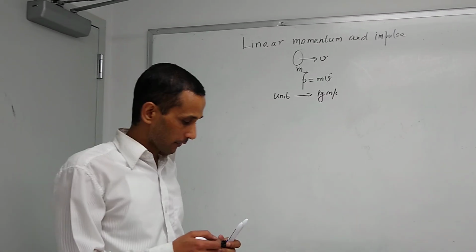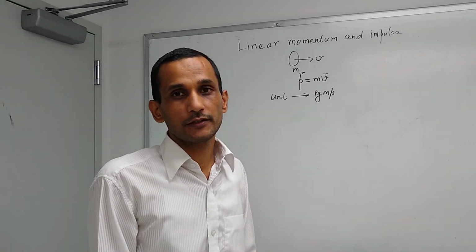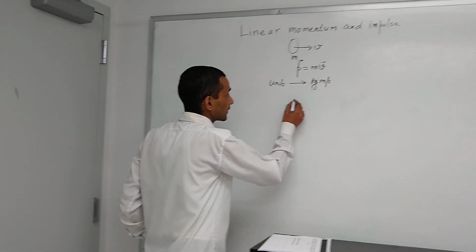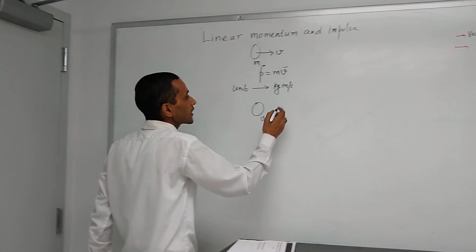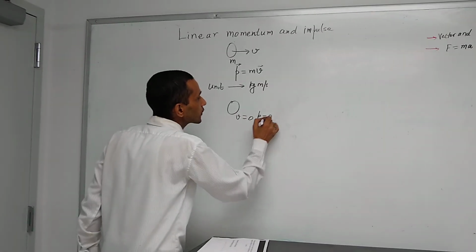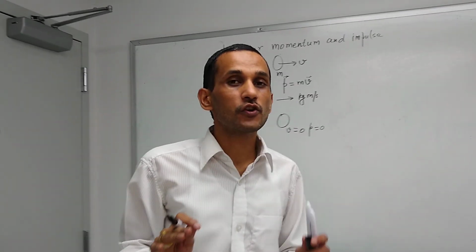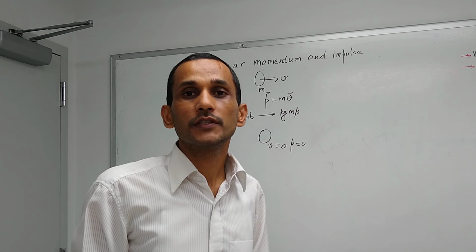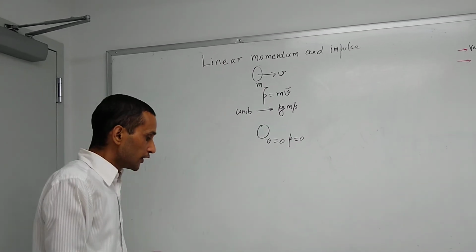Now can you tell me what is the momentum of a stationary object? If a body is at rest, its velocity is 0. So the product of mass and velocity, its momentum, is also 0. So any moving object has non-zero momentum, but a stationary object, an object at rest, has 0 momentum.